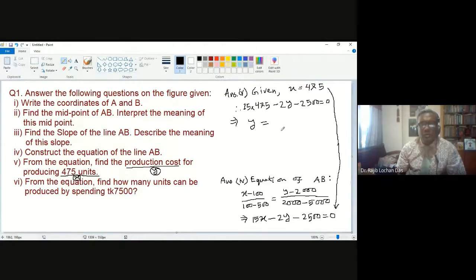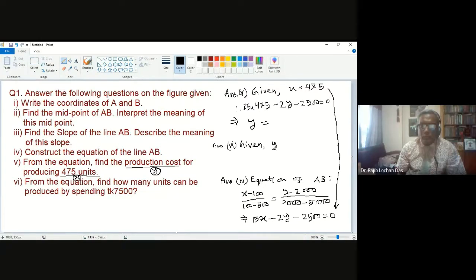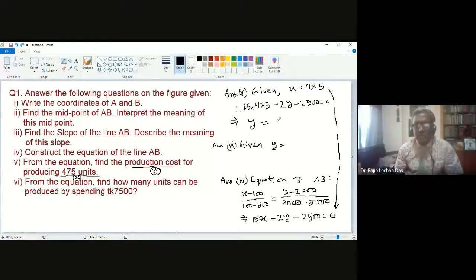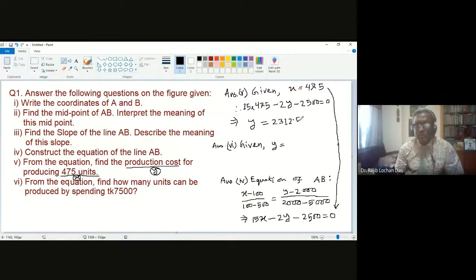Yes, sir. 15 into 475. Sir, it will be 2,312 taka 0.5, sir. What? 2,312, how many thousand? 2,000, sir. Okay, 2,000, 312 point 0.5. Okay, yes. 12.5 taka. Good. So this is your answer.